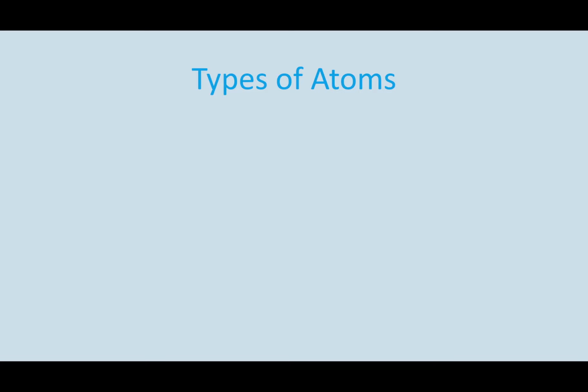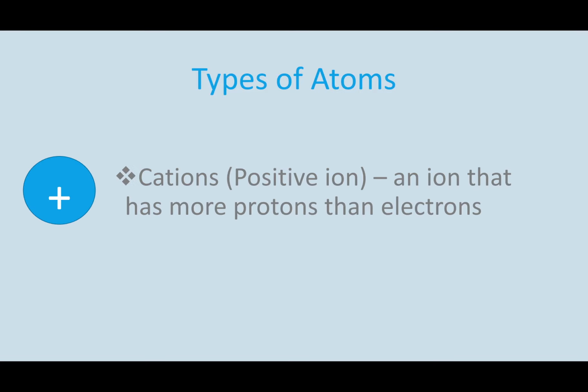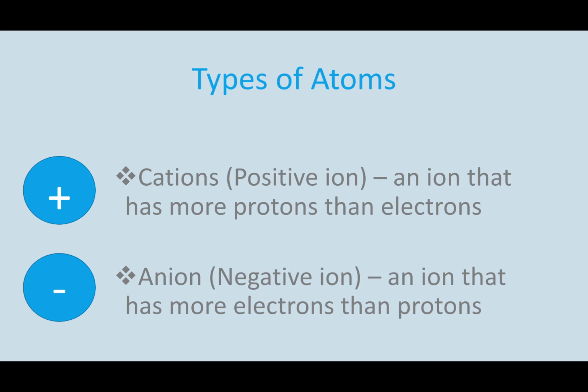As we just mentioned, there are going to be two types of ions. The first type is called a cation, also known as a positive ion. Basically, it's an ion that has more protons or positive charges than electrons or negative charges. So we have more protons, more positive charges. Overall, the atom will be a positive ion.